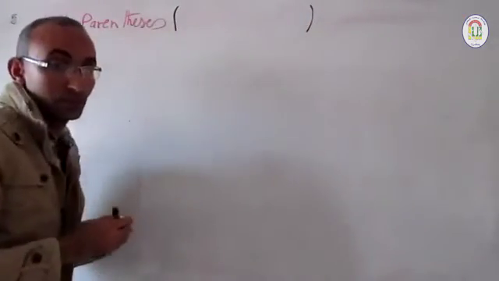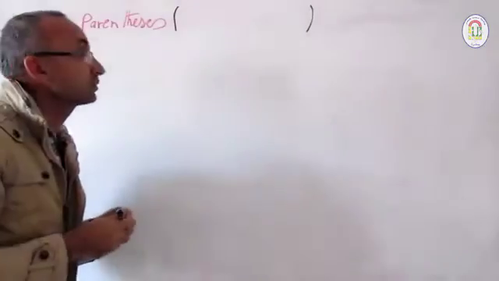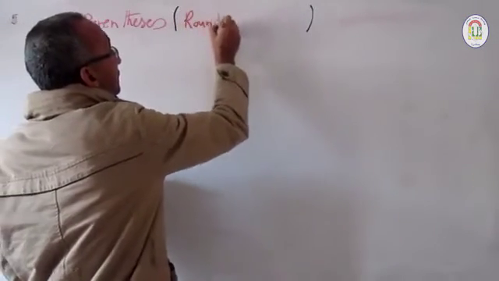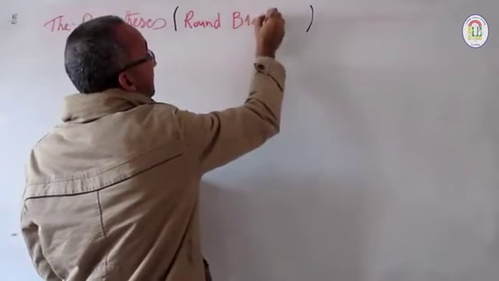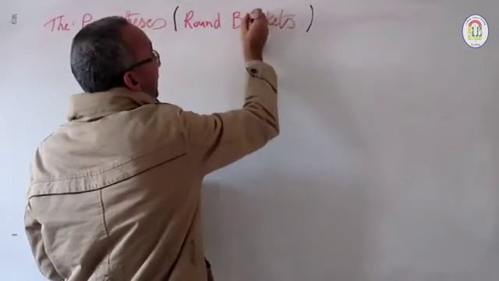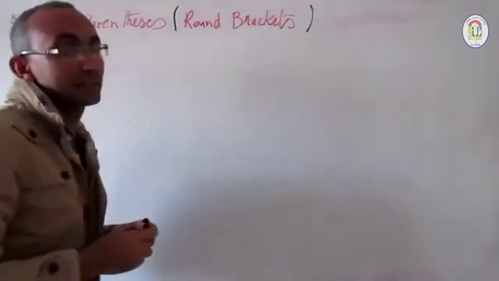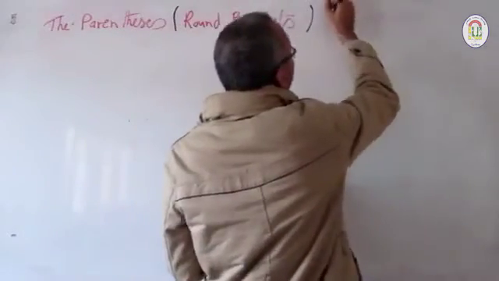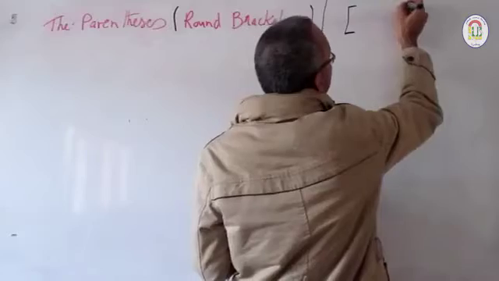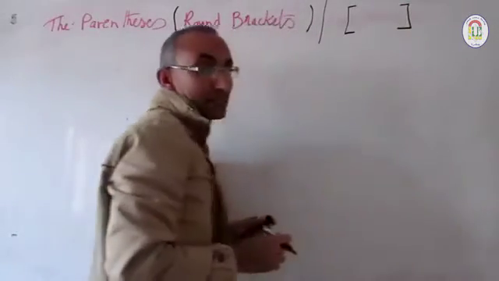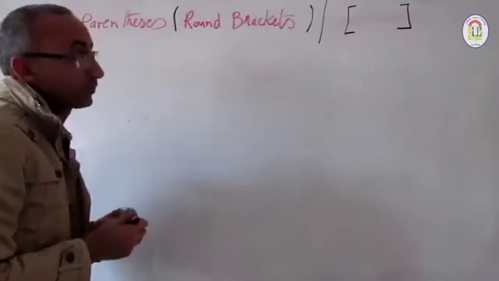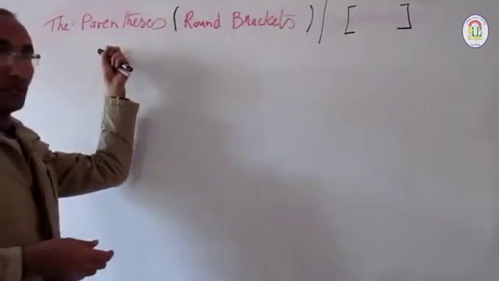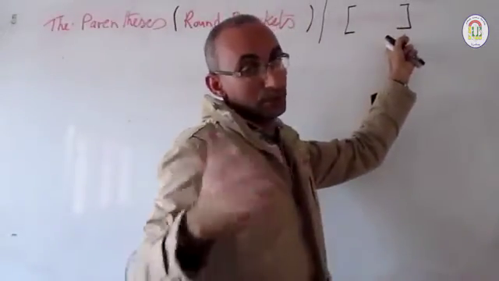It's called by the British the round brackets. So it has two terms or two names. The British, when they say round brackets, they mean these parentheses. And they distinguish it from these square brackets. So we have for the British two types of brackets. Round brackets that we call parentheses, and square brackets that we call simply brackets.